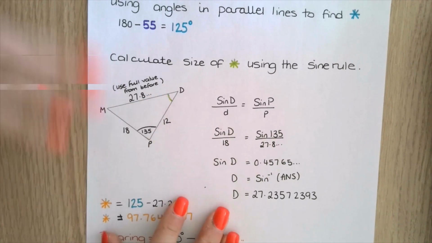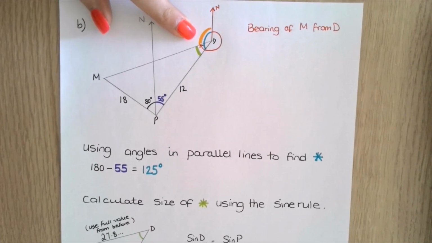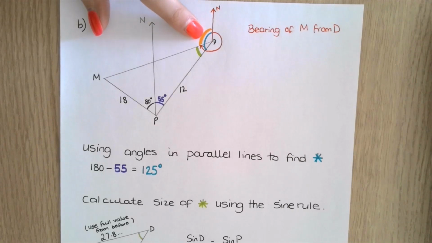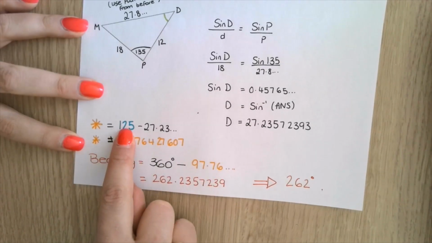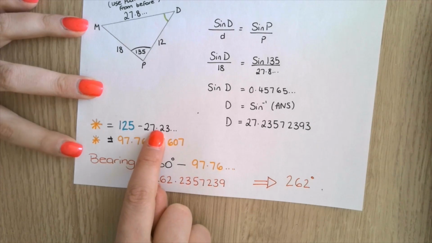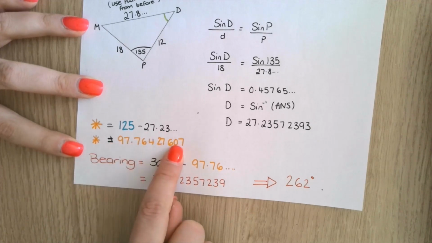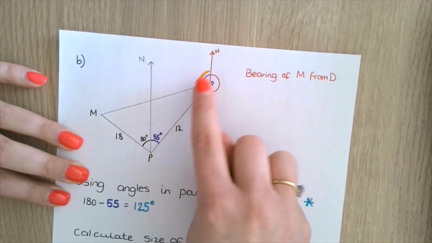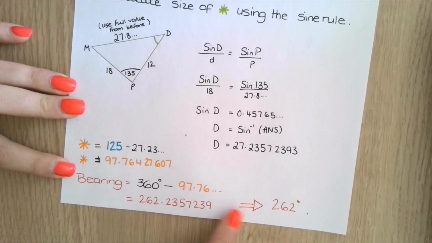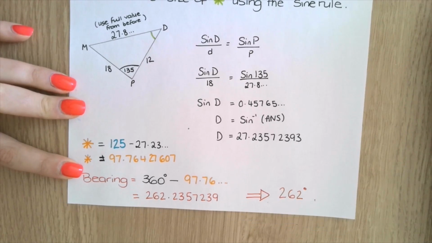Once I know the value of this angle, as I said, I need to work out what the orange bit is. The blue bit, take away the green bit, gets me the orange bit. So that's what I've just done here. 125, which was the blue, take away that green angle that I just worked out, gets me this value here. The bearing, as I said, which is this red part going all the way around in a clockwise direction, is 360 minus the orange part, which I've worked out here. And therefore, that's how I get that value of 262. Hope that helps.